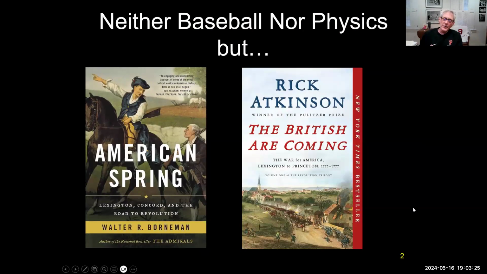So actually, baseball and physics are not my only passions. I'm very interested in American history, and since you're from Lexington, I wanted to point out two books that I've read in recent years. One about the beginning of the Revolutionary War is called American Spring, and the other is the first of a three-volume set on the American Revolution, The British Are Coming. So, paying homage to Lexington, where the first shots were fired. They got there before they got to Concord.